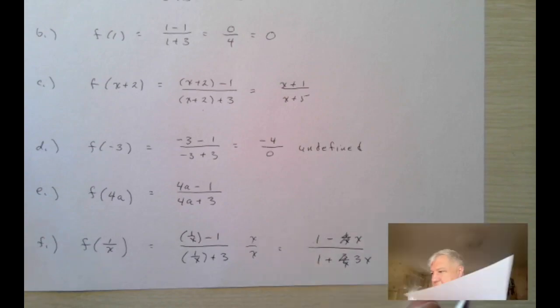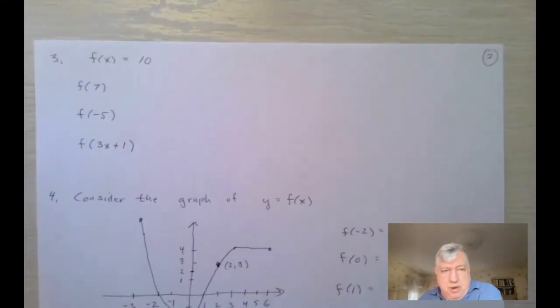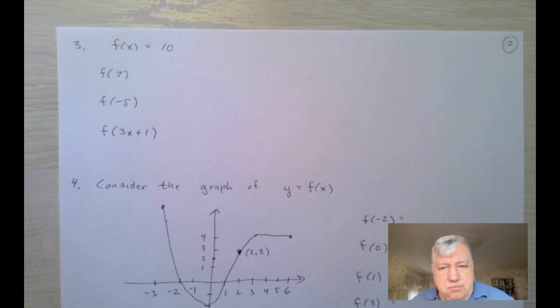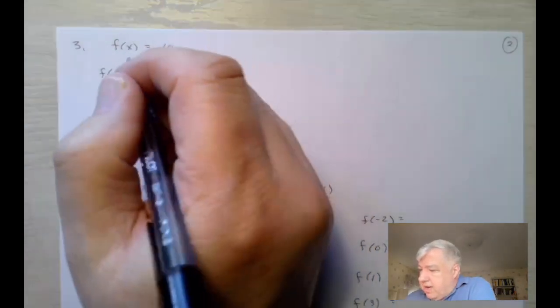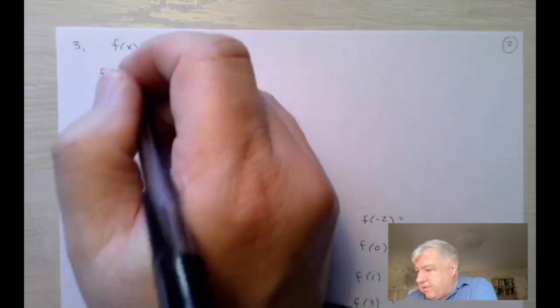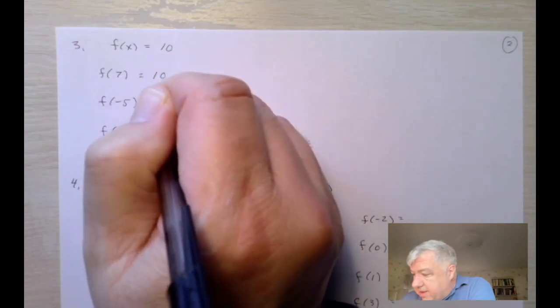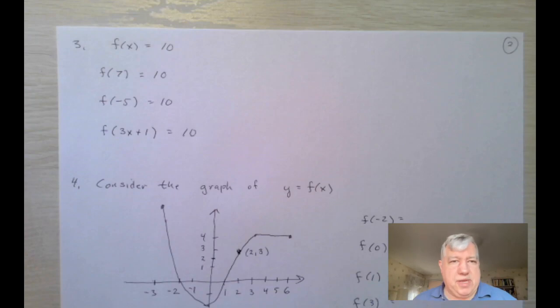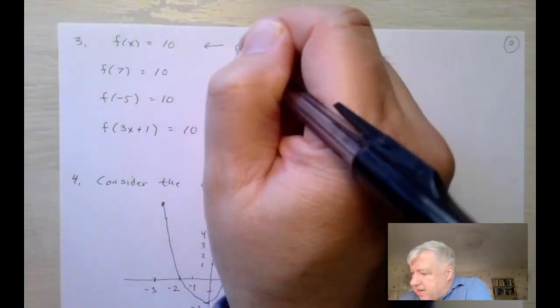Let's look at another example on the next page. Now here, f of x is equal to 10. So this is a function which we call a constant function. It takes every input, and the output is always 10, no matter what the input is. So there's nothing to substitute in here. The output's always 10. So f of 7 is 10, f of negative 5 is 10, f of 3x plus 1 is 10. This is an example of a constant function.